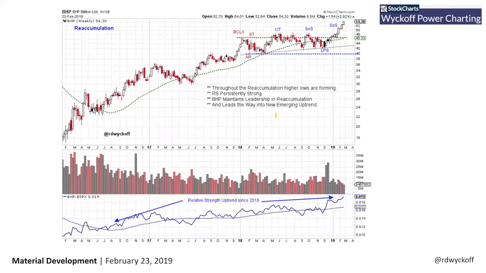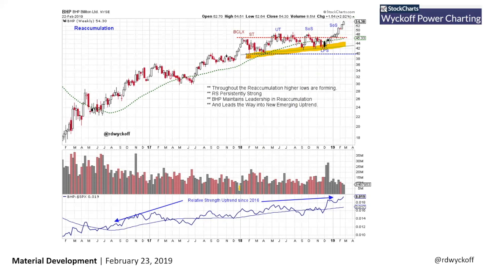And then this is in the same industry group, BHP Billiton, and look at the higher lows throughout, rising gradient, beautiful. So there's a trend line here. You can see that after a sign of strength, it backs up into an LPS, and then it jumps up and out, pivots out, and this is actually the strongest of the large cap stocks in this group. So Rio and BHP, BHP being the strongest.